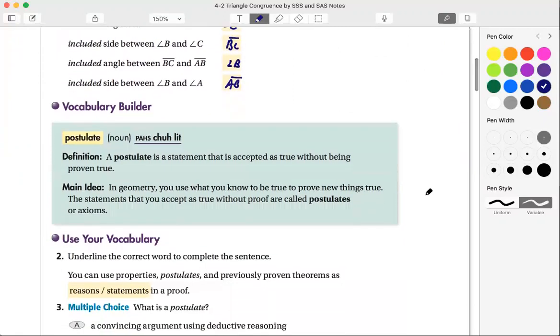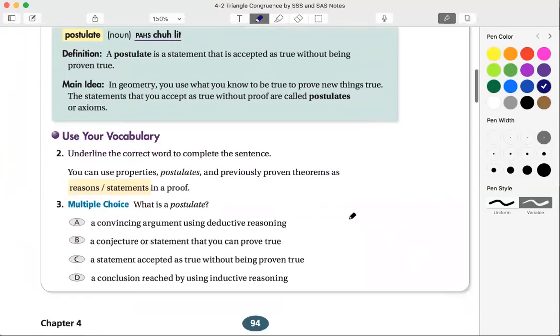All right, vocabulary. So what's a postulate? A postulate is a statement that is accepted as true without proving it. So in geometry, you will use what you know to be true to prove new things true. The statements that you accept as true without proof are called postulates, or sometimes referred to as axioms. All right, so underline the correct word to complete the sentence. You can use properties, postulates, and previously proven theorems as reasons in a proof. So what is a postulate? A postulate is a statement accepted as true without being proved. Item C.